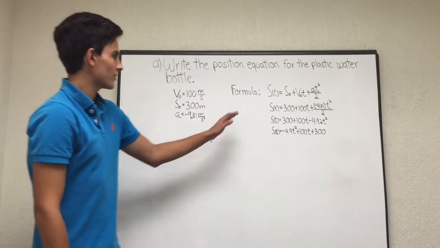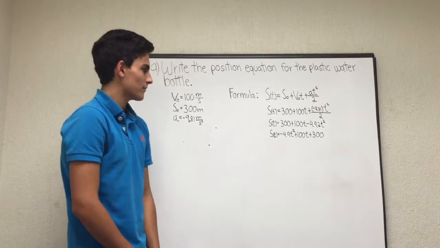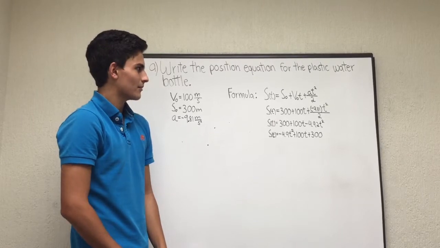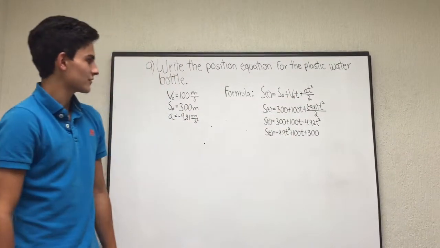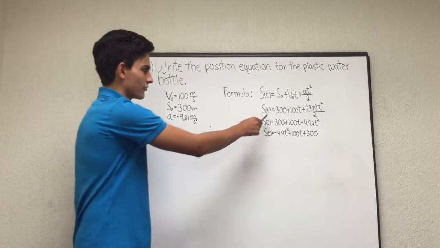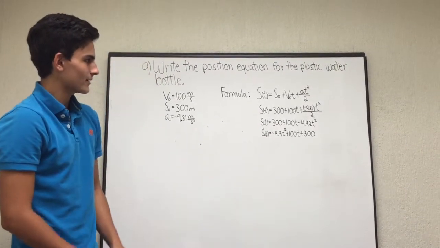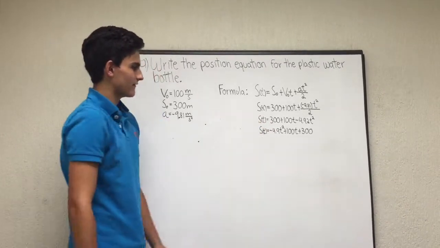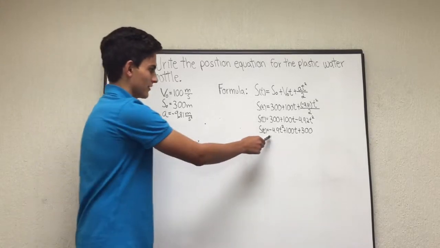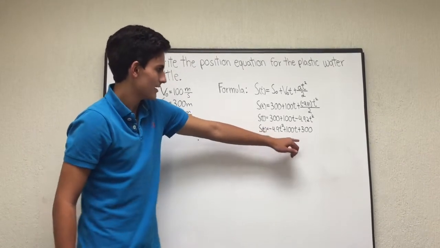We need to use the formula S(t) is equal to the height of the building plus the initial velocity times time plus acceleration times time squared over 2. We only need to substitute the values, so it is 300 plus 100 times t plus minus 9.81 times t squared over 2. Then we solve it, and the final equation is minus 4.9 t squared plus 100 t plus 300.